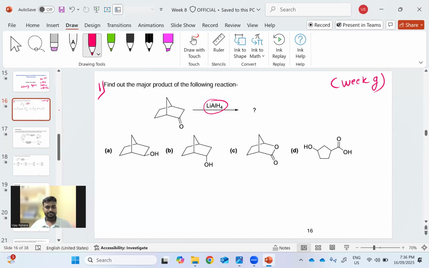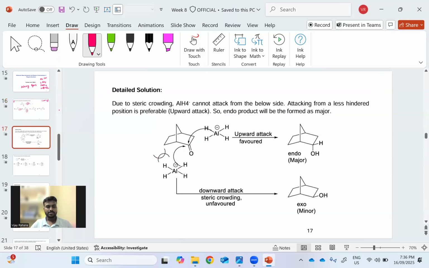So this is the bridgehead position, which is directing upward. You can see here. So now how is this LiAlH4 going to act, and whether this hydroxy will be equatorial or axial. Depending upon the bulkiness of the reagent, I will explain one mechanism in detail. So the steric cloud of this LiAlH4 cannot attack from the below side.